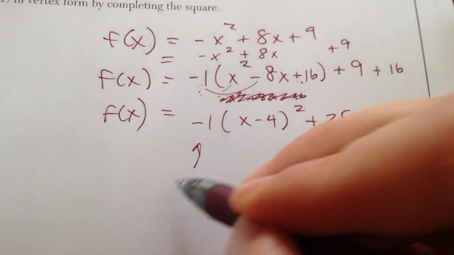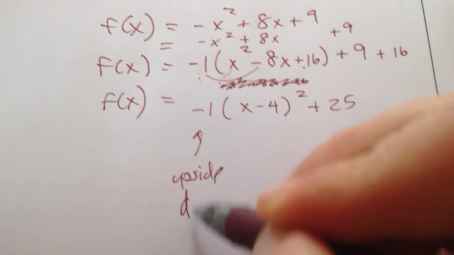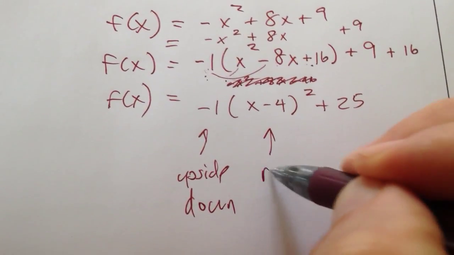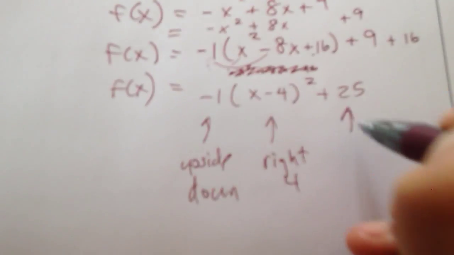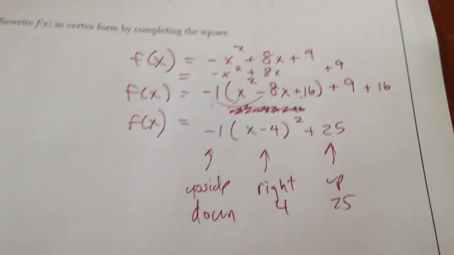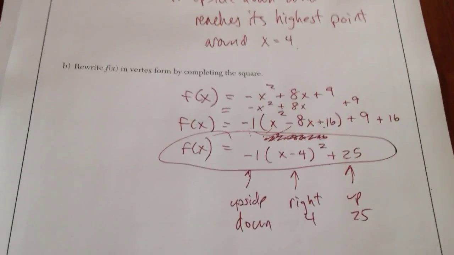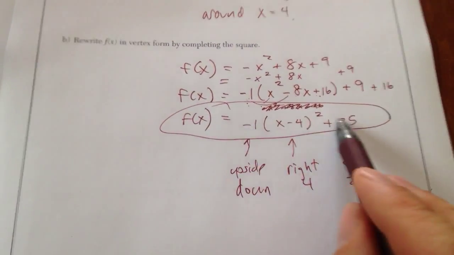It doesn't tell you to do this, but this means that it's upside down. This means that it's to the right 4 and then up 25. When it says rewrite f of x, this is my rewrite. That is my answer.